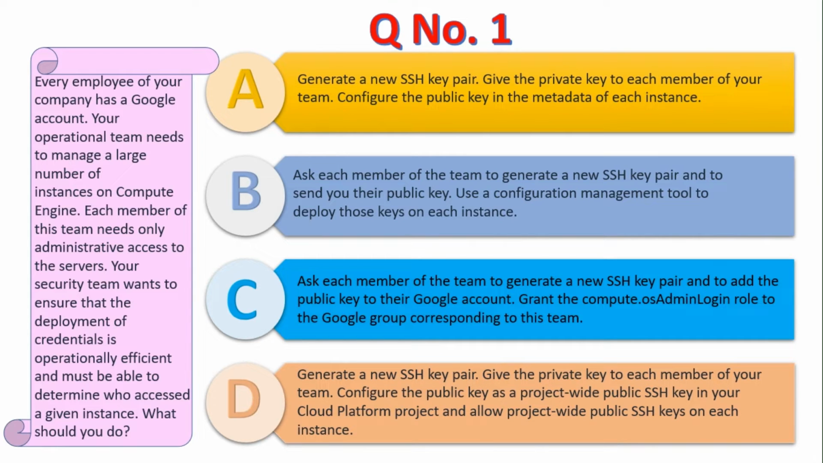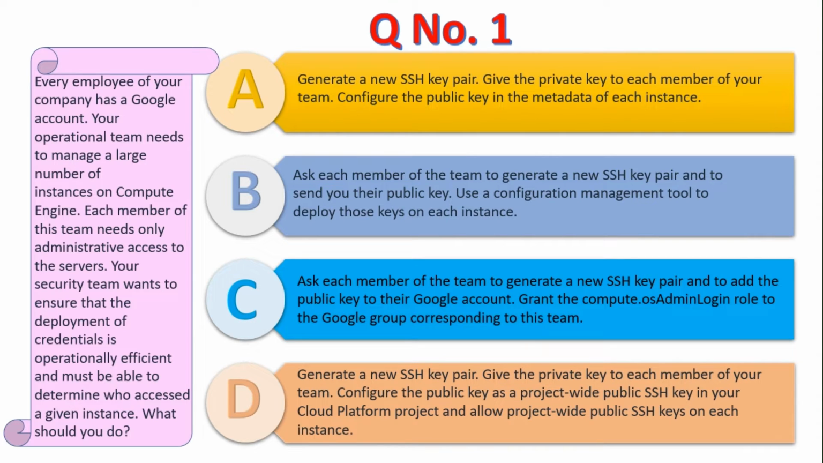What should you do? Option A, generate a new SSH key pair. Give the private key to each member of your team. Configure the public key in the metadata of each instance. B, ask each member of the team to generate a new SSH key pair and to send their public key. Use a configuration management tool to deploy those keys on each instance.